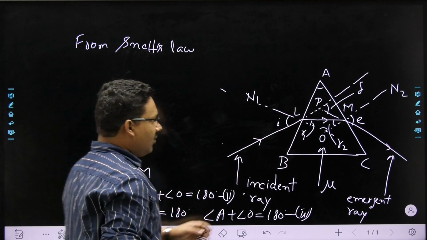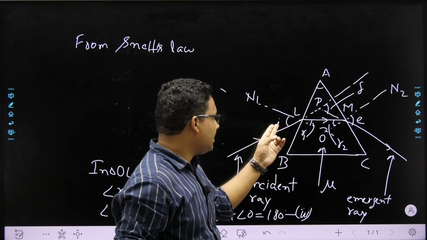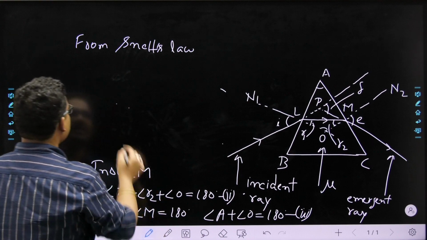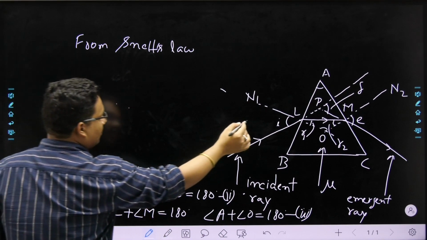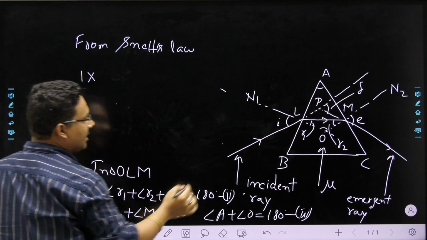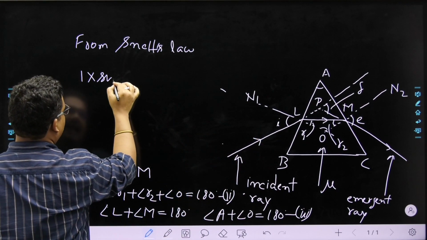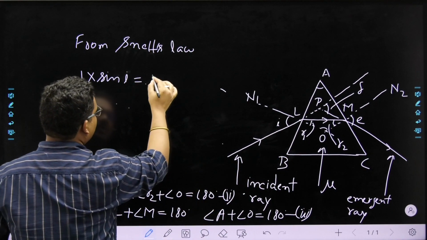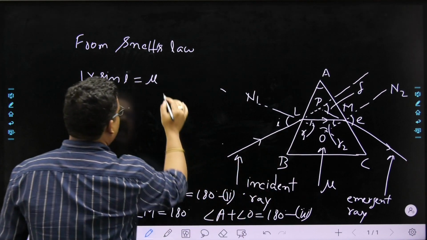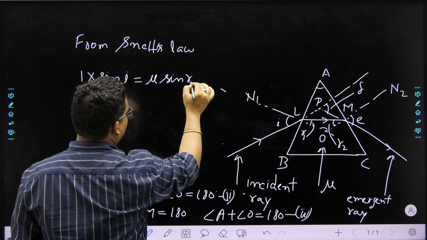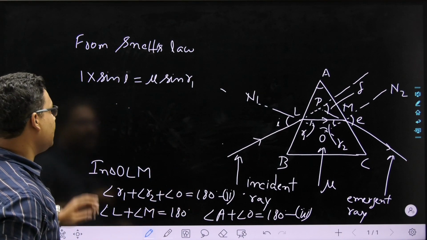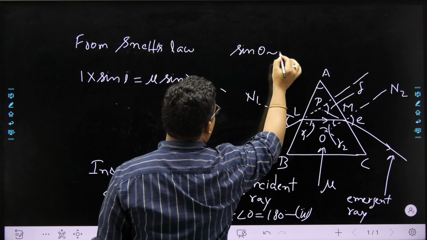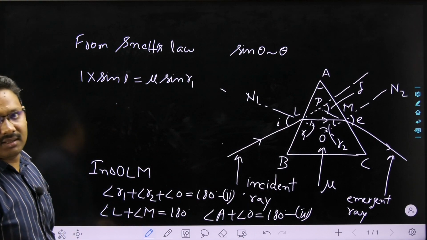Now look here, for this surface, this is the angle of incidence I, this is the angle of refraction R1. So we will apply Snell's law here. Snell's law is the refractive index of air, that is 1, into sine of angle of incidence I, equals the refractive index of this medium, that is mu, into sine of angle of refraction R1. Now we know that for a small value of theta, if sin theta is very small, then in place of sin theta we can write theta.